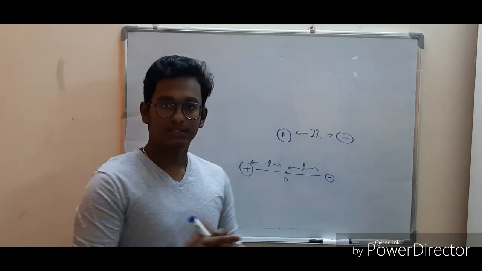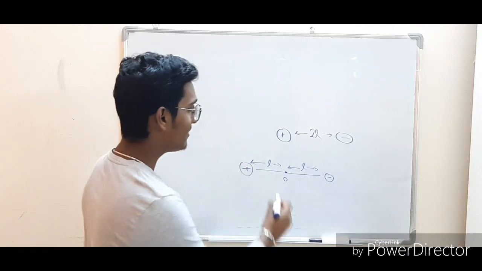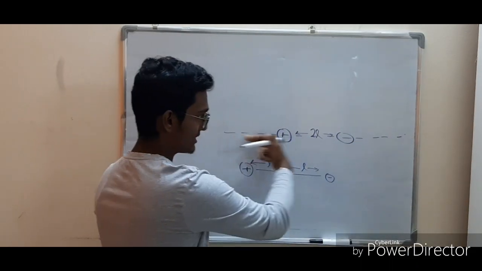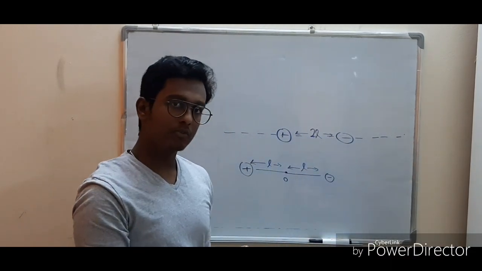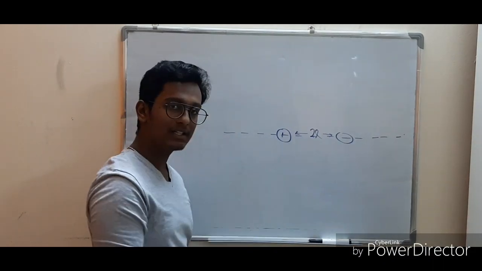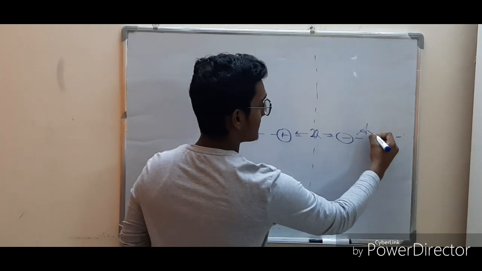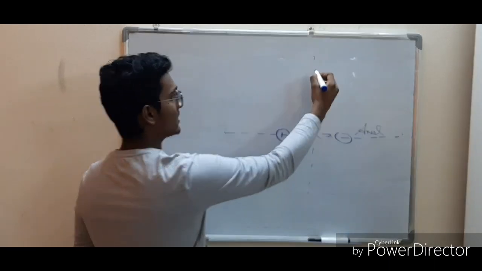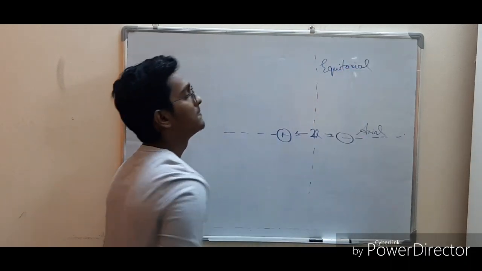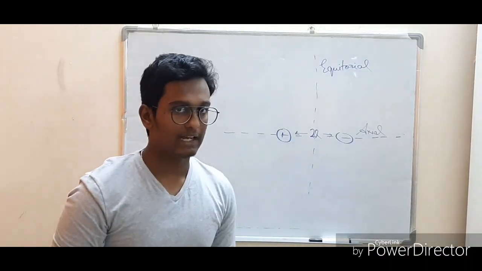Okay, so now let's go ahead and see what would be the electric field in the axial line. An axial line is the line containing the two charges. This is known as the axial line. And the second derivation would be for the equatorial line. An equatorial line is a line passing through the center perpendicular to the dipole. This is the axial line and this is the equatorial line. So we'll find a point on each of these and find the electric field at that point.